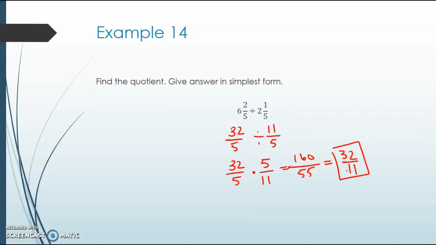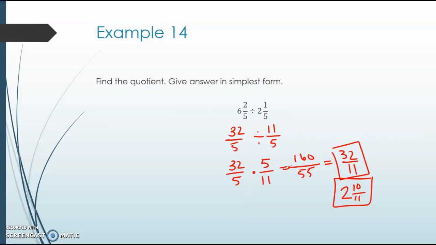And then when I make this into a mixed number, 11 goes into 32 2 whole times. And then we're going to take 32 minus 22. And we end up with 10. So 2 and 10 elevenths is our mixed number answer.